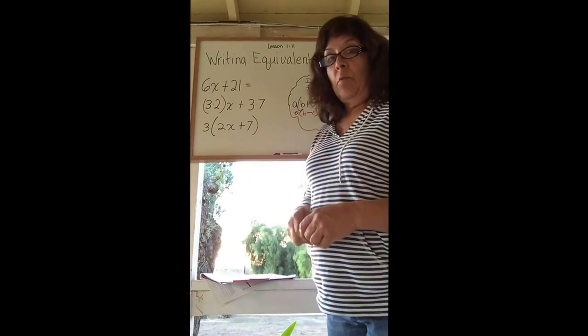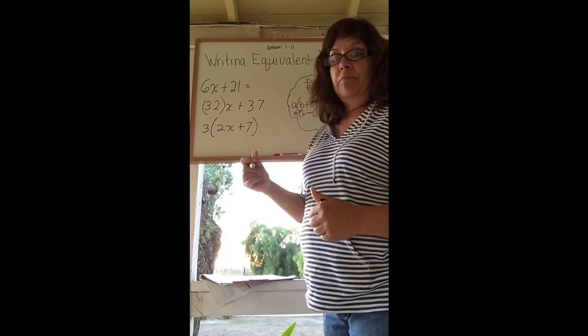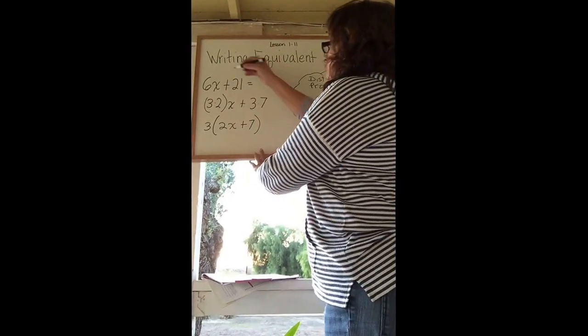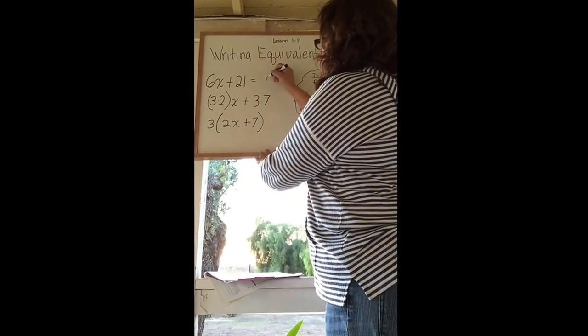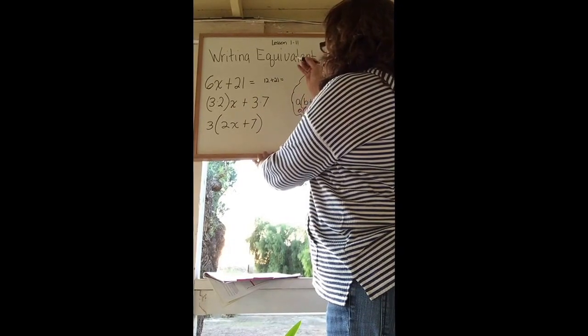And if you don't believe me, we could try substituting in. Let's say we put in 2 for x. So 6 times 2 would be 12. Plus 21, what would that equal? 33.